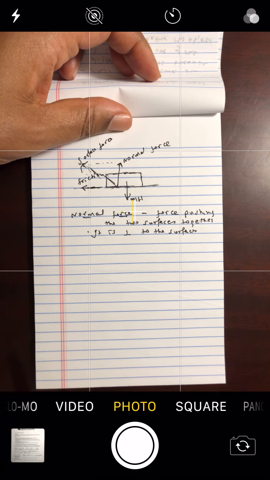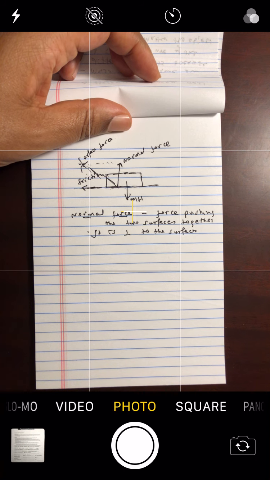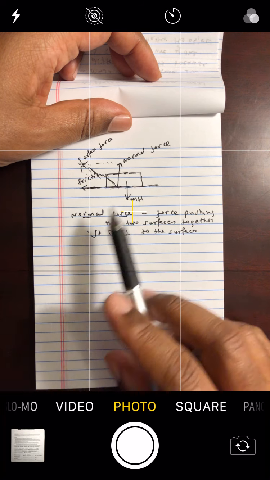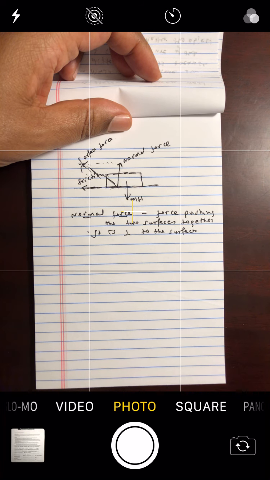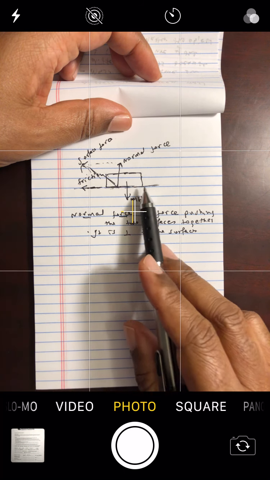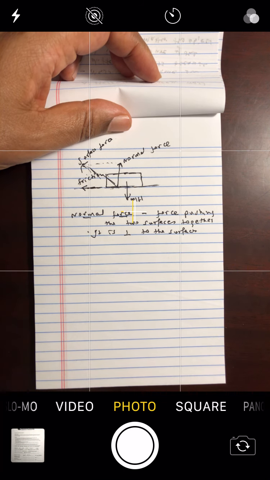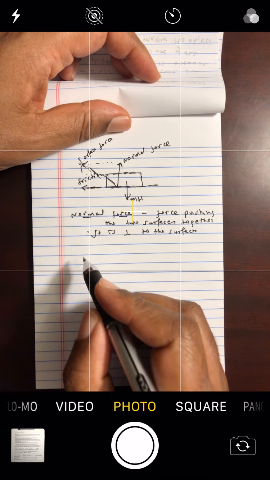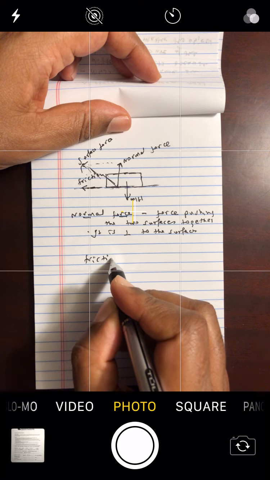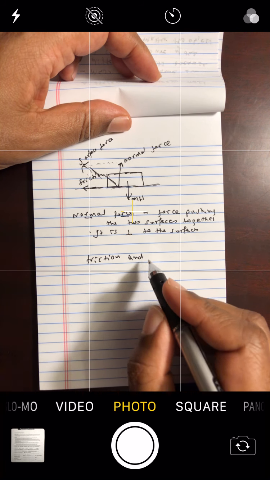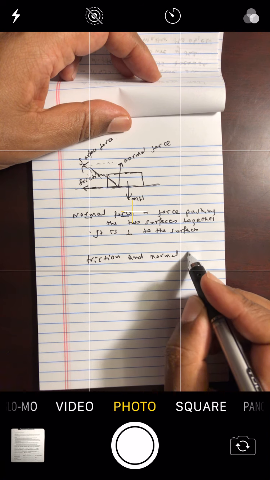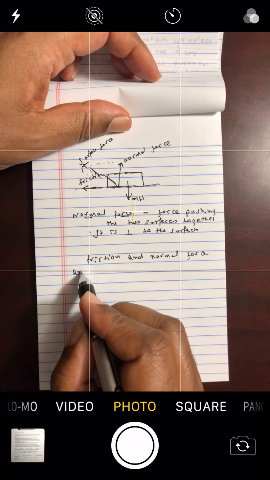Right? But these two forces are related. Experiment shows that the greater the pressing force between the surfaces, which is the normal force, the greater the force of friction. If you double the pressing force, then the amount of force required to slide this object doubles. If you triple the pressing force between the two surfaces, then the force required to slide this object also triples. So friction and normal force are directly proportional.